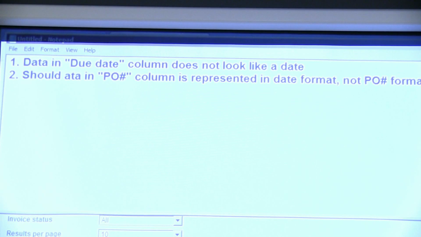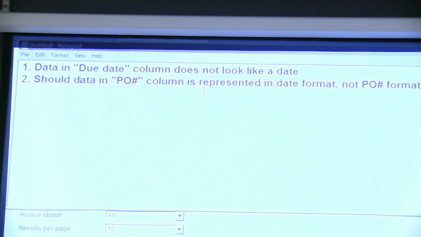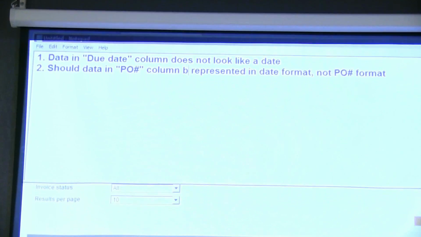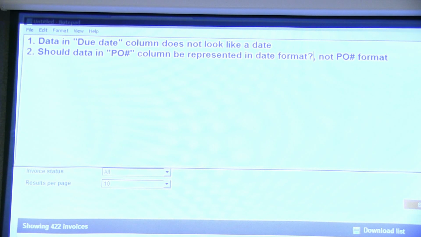Should data in PO number column be represented in date format? Okay, let's do it this way. Kind of, if yes, it's okay. If not, fix it. Technically speaking, there is nothing wrong in the purchase order number being the date. But then, if you have 2 purchase orders in one day, then what's going to happen? So normally, it's not common to have that. But we are saying, guys, if it is a problem, fix it. If not, it's okay. I don't know.